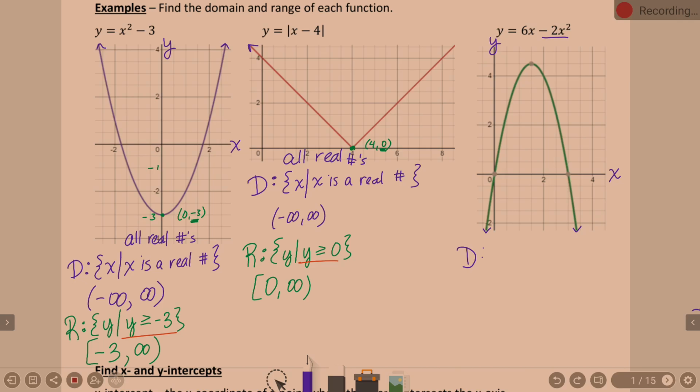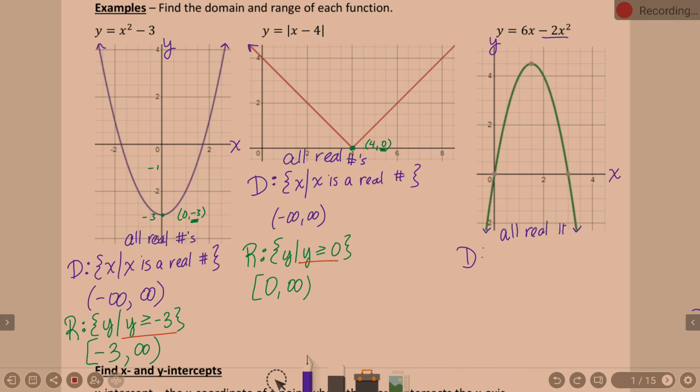What's that say my domain is? Infinite. Okay. Could we say negative infinity to positive infinity? Yeah. Okay, what else could we say? All real numbers. Or x, such that x is a real number. It won't always be the same, but my domain on these three has been the same every time, hasn't it? Okay, so any of those options are fine with me.